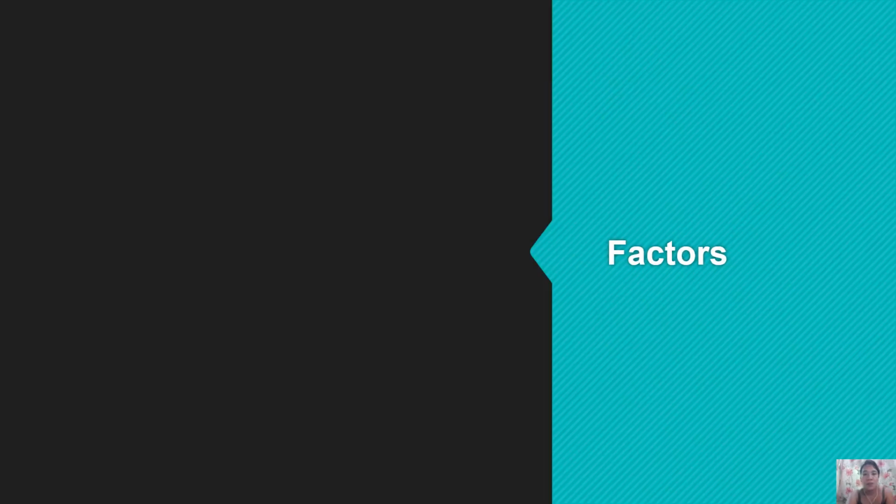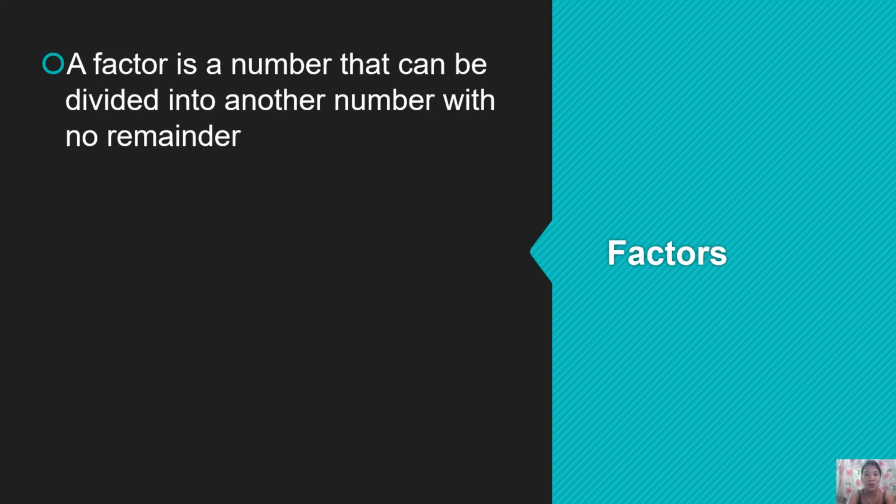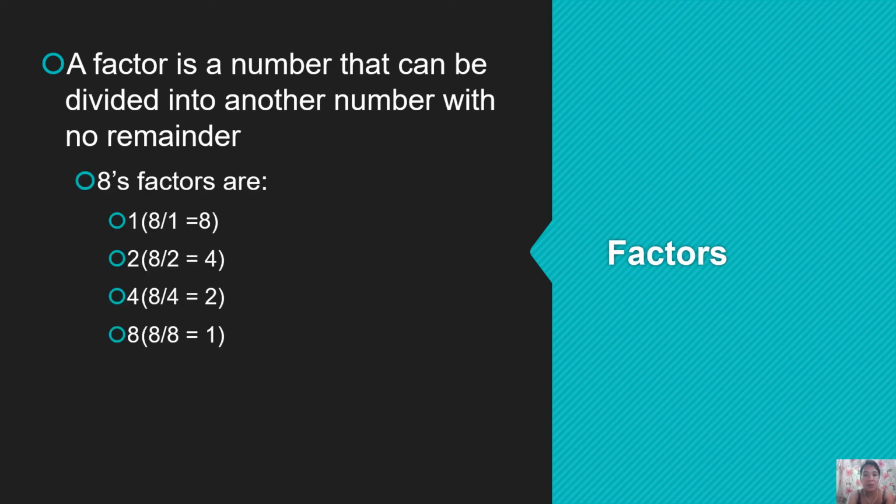Okay, let us try to review what is a factor. A factor is a number that can be divided into another number with no remainder. So for example, 8. The factors of 8 are 1, 2, 4, and 8. So for example, sa 1, 8 divided by 1 is 8. Sa 2, 8 divided by 2 is 4. Ang 4, 8 divided by 4 equals 2. Then 8, 8 divided by 8 equals 1. So ang factors sa 8 is 1, 2, 4, and 8.